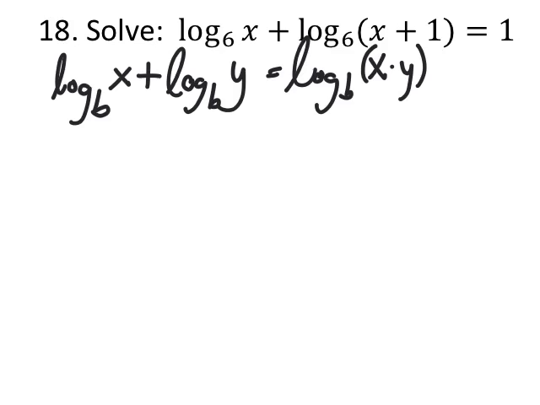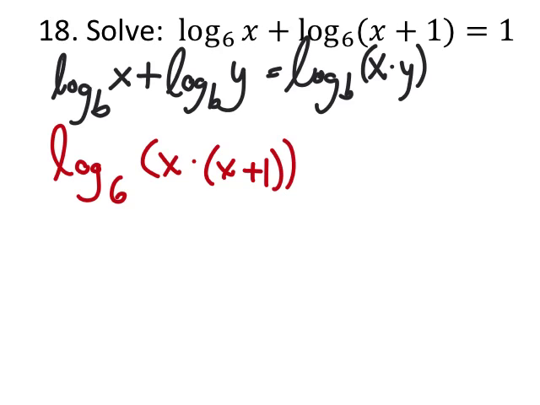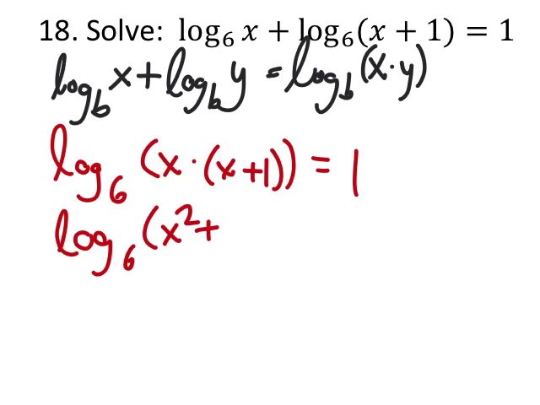Because what we can do, since we have the log sub 6, we can take x times x plus 1 in this case. And this is going to equal 1 still. Simplifying, we get log sub 6 of x squared plus x equals 1. So all I did was distribute that x in there.